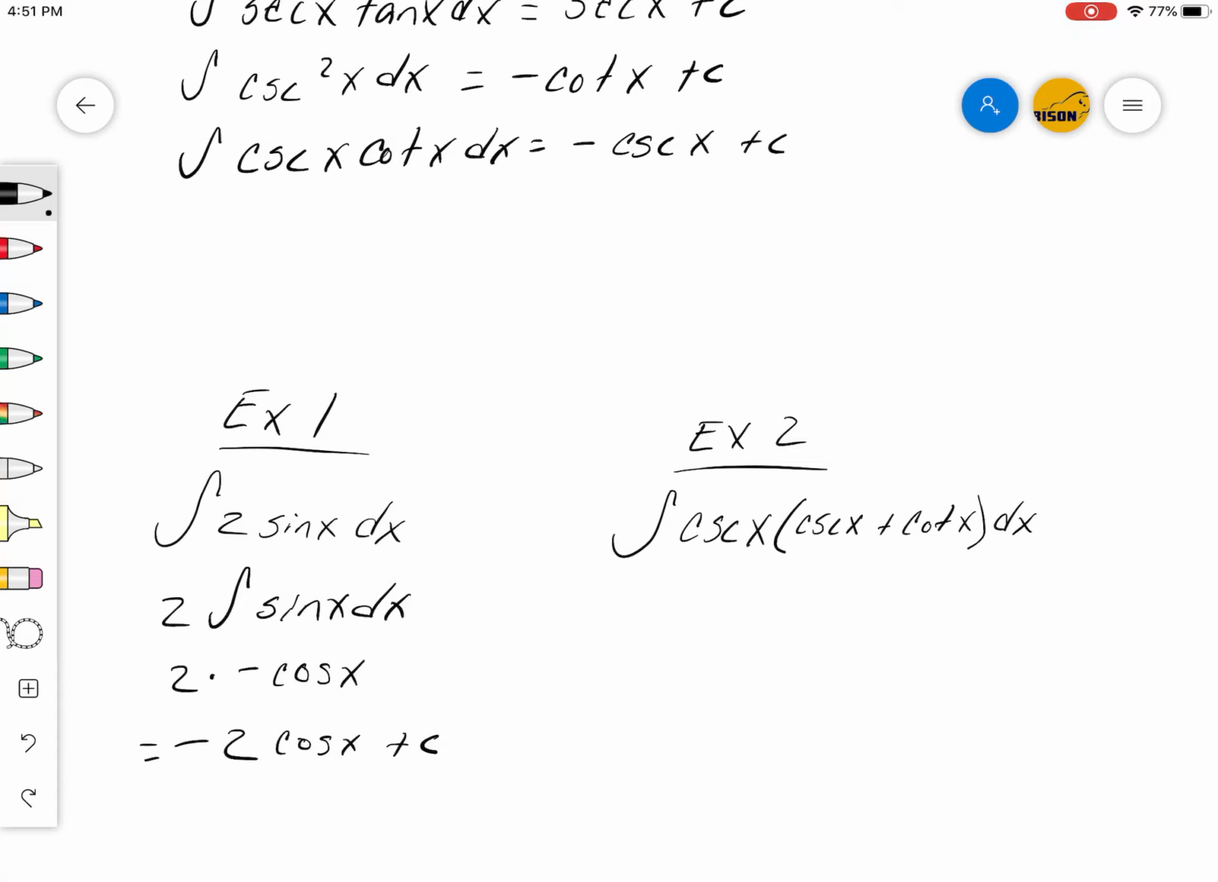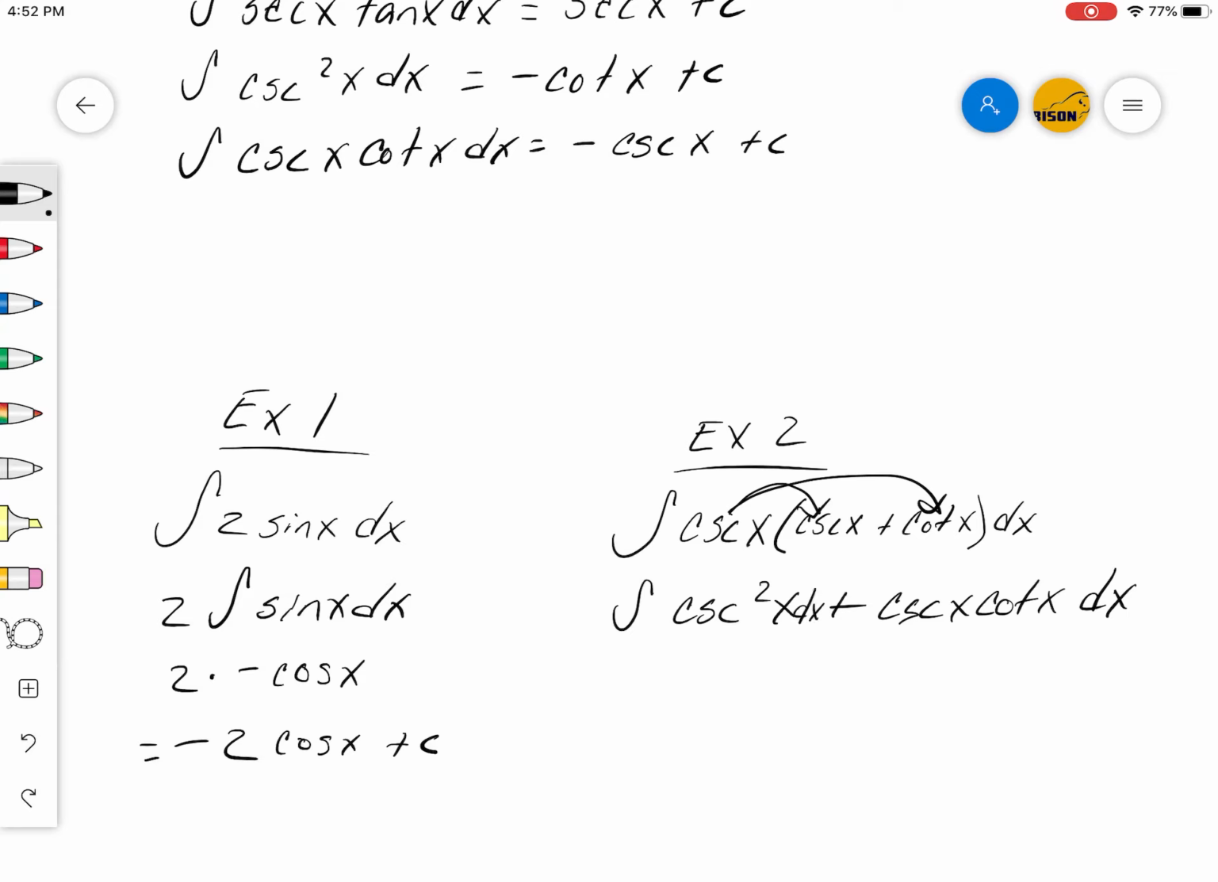Now, sometimes you'll have to rearrange these integrals before you start them. For example, over here on example 2, we don't know how to do anything like this right now. We don't know how to do any kind of product rule or anything like that like we had in deriving. So right now, our best option is to just distribute before we start. So this is still the integral of cosecant times cosecant, which would be cosecant squared x. And then I've got cosecant times cotangent, which would be cosecant x cotangent x. This is still all dx.